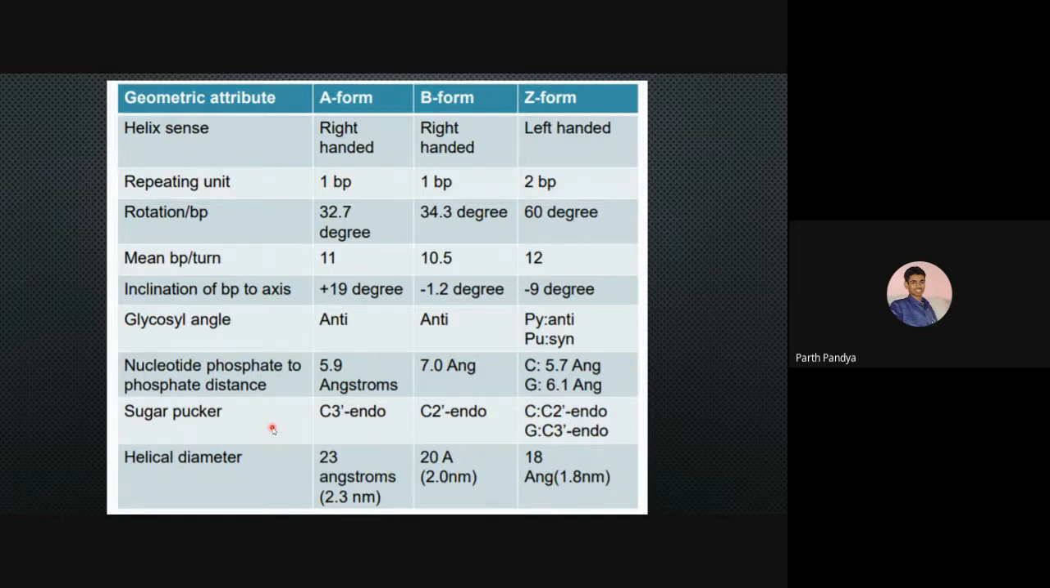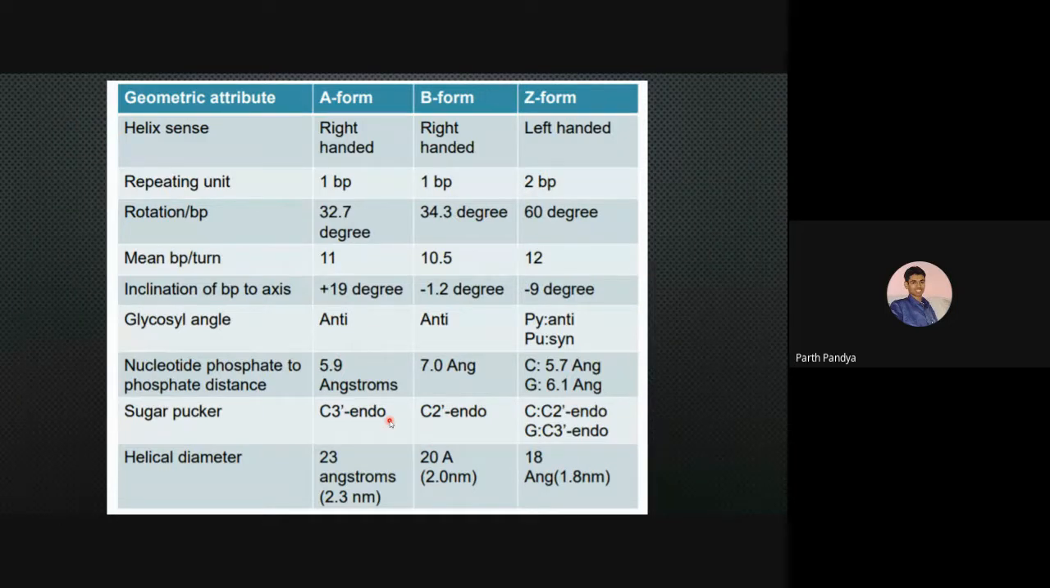Okay, phosphate group. So in case of A form, it is the endo form. So C3 endo is seen. In case of B form, it is C2 endo, whereas in Z form, it is C2 endo for C and C3 endo for G.